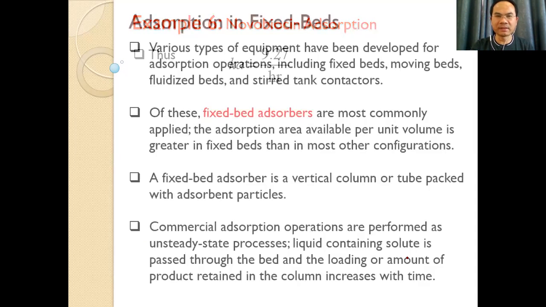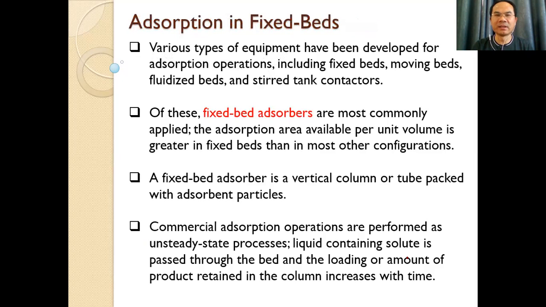I will stop the lecture for this, and then I will continue with adsorption in the last section. Fixed bed adsorption is the most common use for this. Okay, I will stop the lecture.